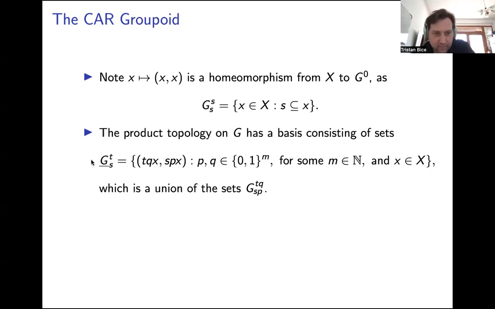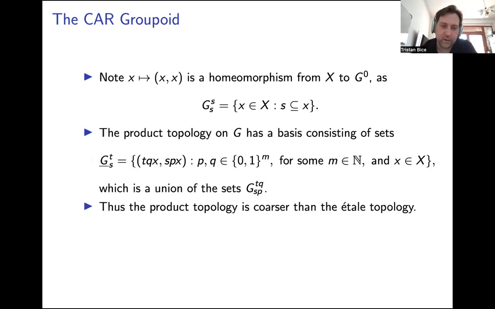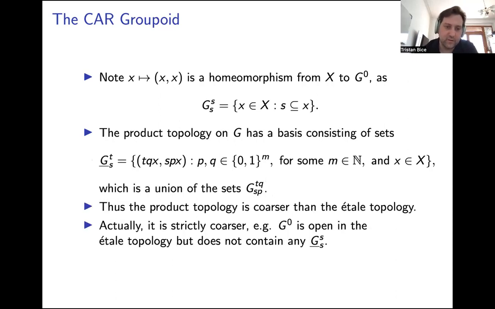But one thing is clear, at least: the sets of this form are indeed unions of sets of this form, infinite unions. So in particular, any open set in the product topology will be open in this Étale topology we've just defined. But the converse is definitely not true. This product topology is strictly coarser. And you could look at various sets, but in particular, just look at the unit space.